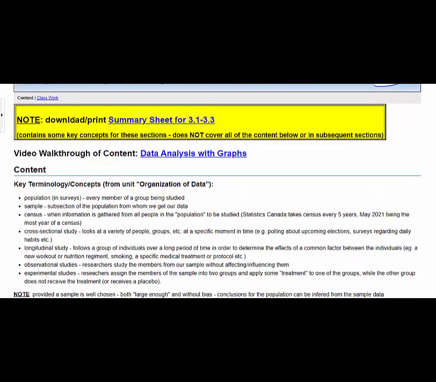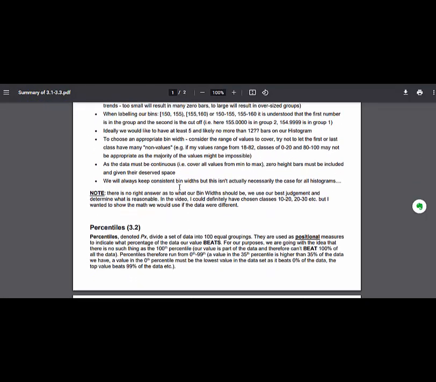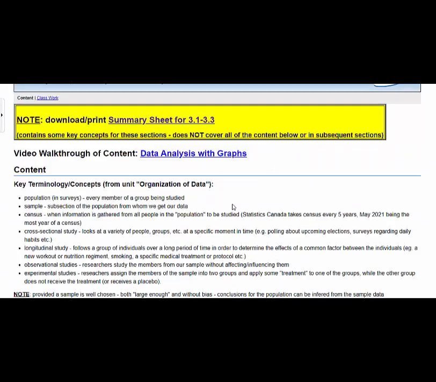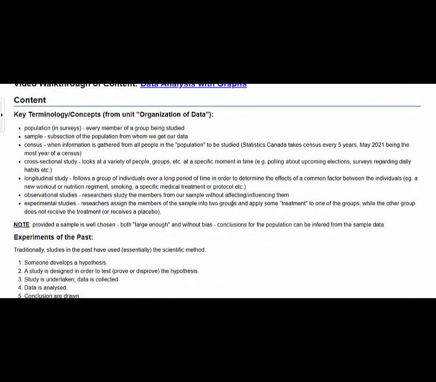So just as a start here, download, print, there's a summary sheet. If you open that up, you'll see some of the key concepts that are new to the first few sections. It doesn't necessarily cover everything we're going to see, but it's a nice starting point for some of the things that will be new. A lot of this shouldn't be new, so again, just kind of running through it.